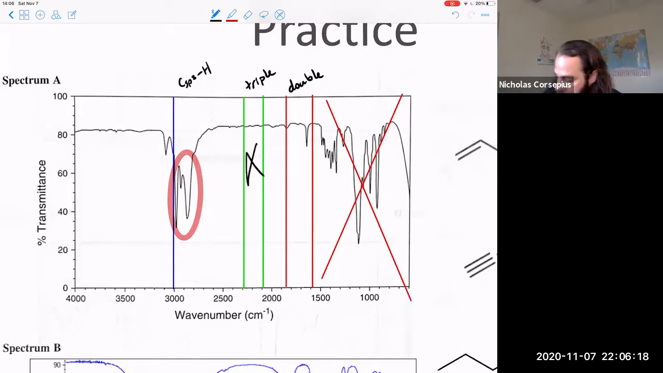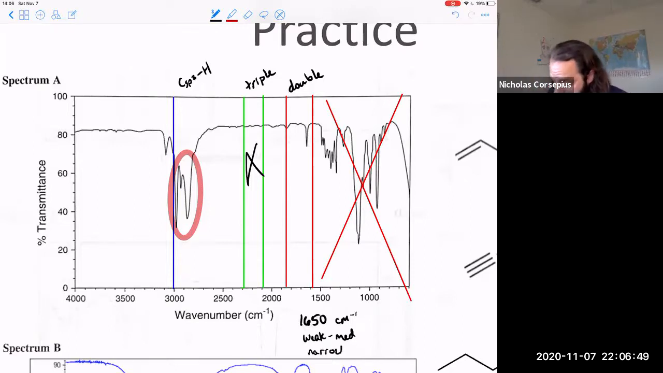I got nothing in my triple bond region, but I have this medium to weak peak going on in the double bond region, specifically at, what would that be? 1650-ish. So we're going to say 1650 inverse centimeters. It's kind of weak, maybe on the medium side, and it is nice and narrow.